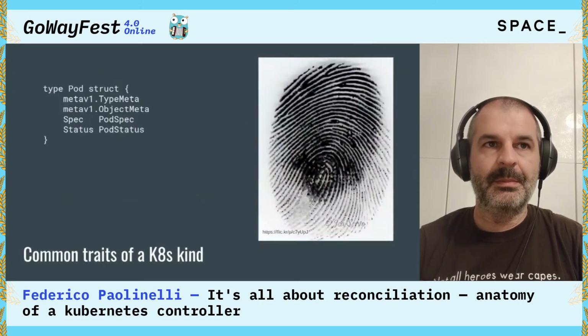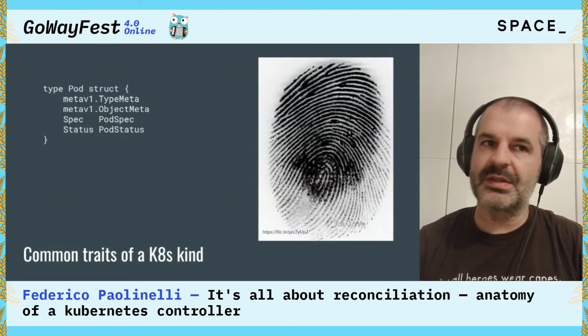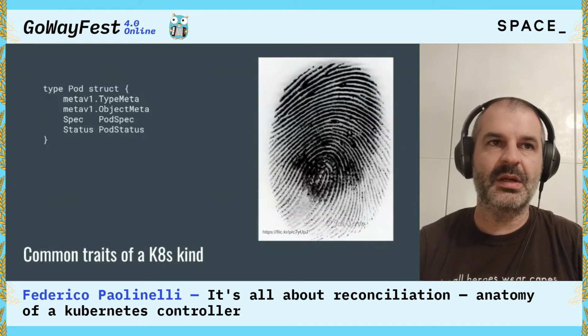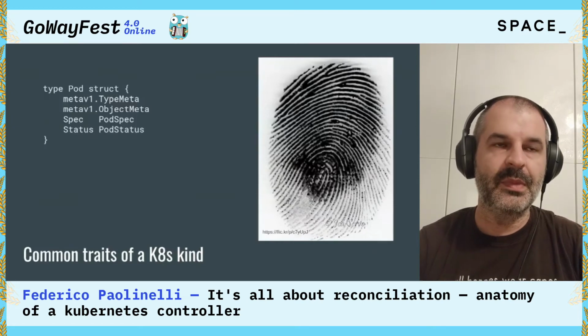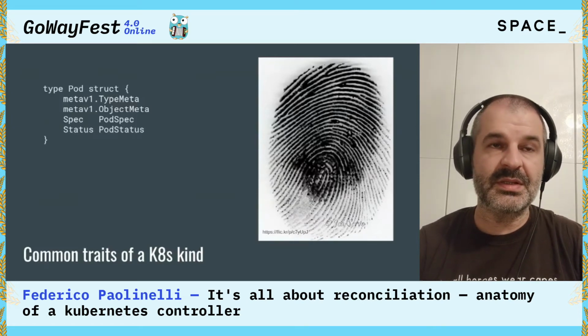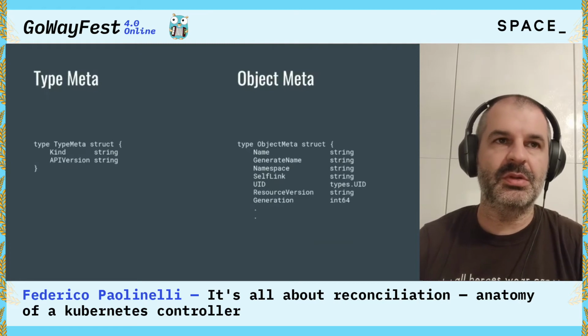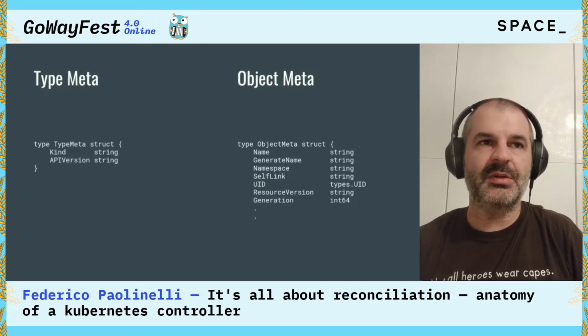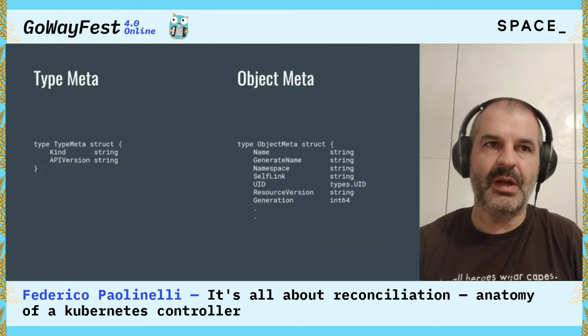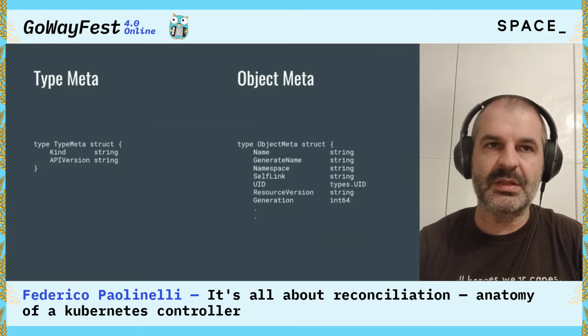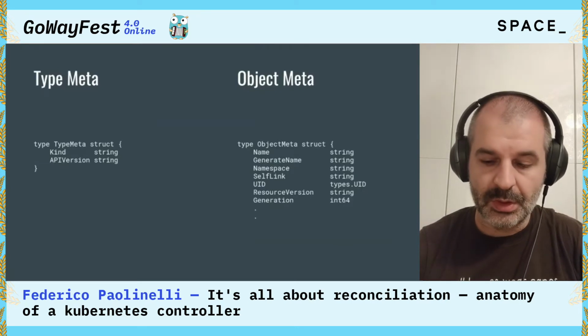The type returned by REST URL is known as kind. And many Kubernetes kinds share some common traits. This is the Go struct of a pod. In Kubernetes, there is an extensive use of struct embedding. You can see it all over the place. And here we have TypeMeta, which is common to all the types and contains some information about the type, the kind, and the API version.